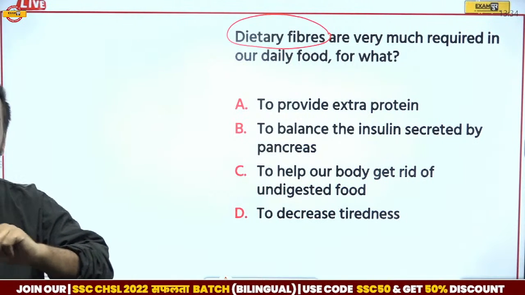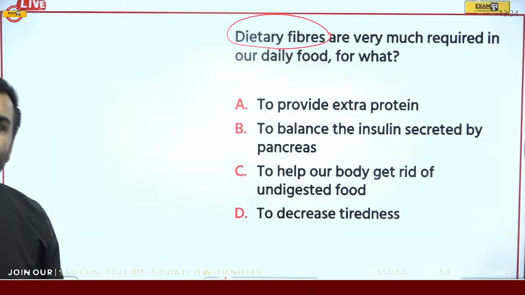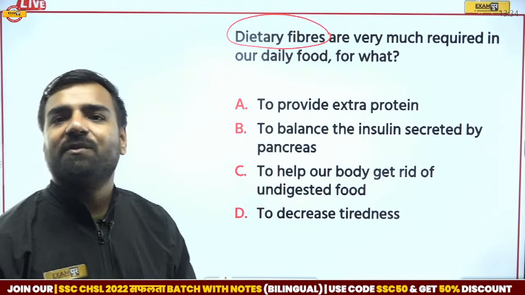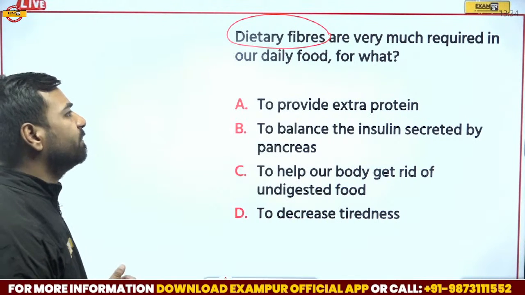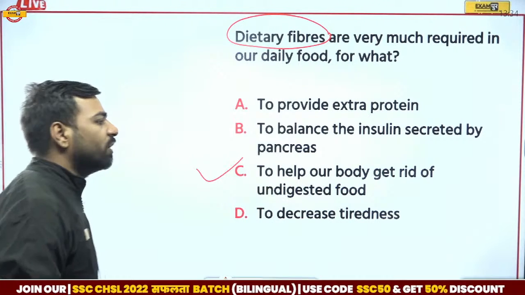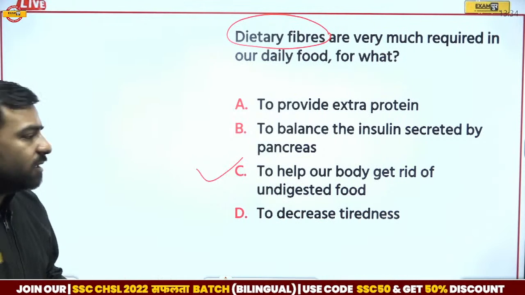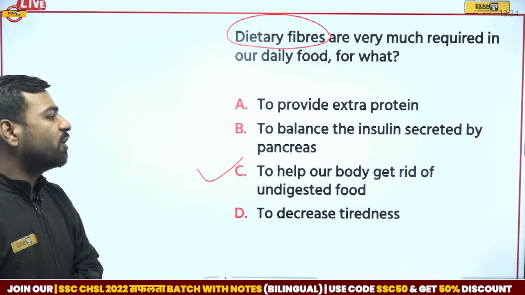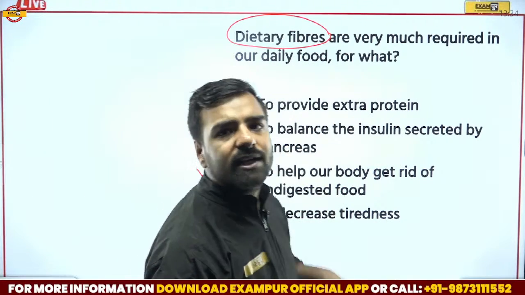And again, I'll tell you, all these questions are very important for the examination. They are the selected ones for CHSL actually. Okay, so yes, when we're talking about dietary fibers, they're very much required in daily food because they are going to help you get rid of the undigested food. So here, option number C, that is to help our body to get rid of undigested food, is going to be the correct answer. They're not going to give you extra protein.